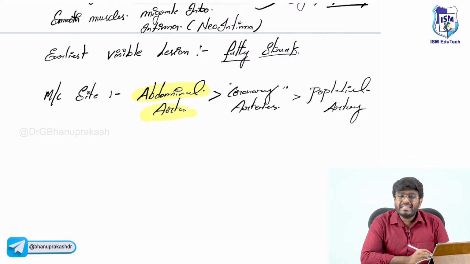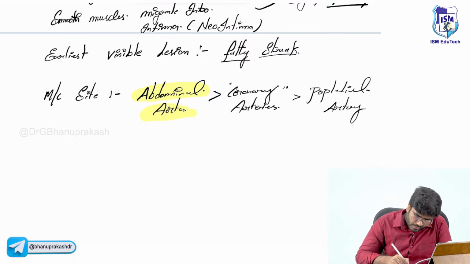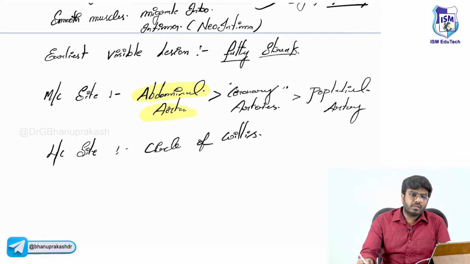Next, what is the least common site of atherosclerosis? Atherosclerosis can occur in any blood vessel. What is the least common site? The most common site is the abdominal aorta. What is the least common site? The least common site is the circle of Willis in the brain.